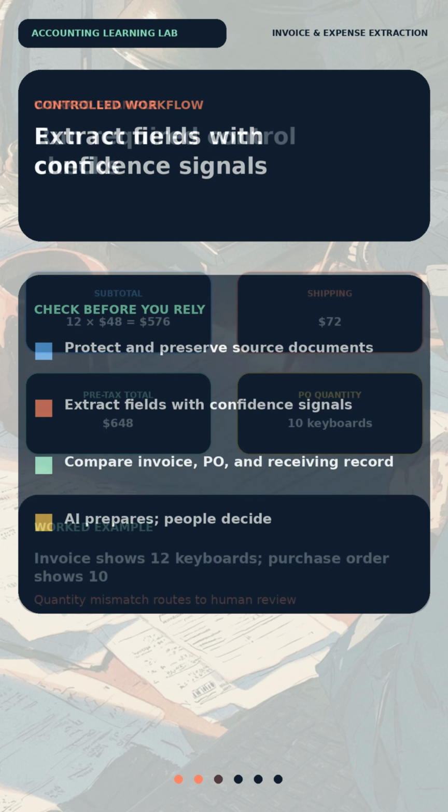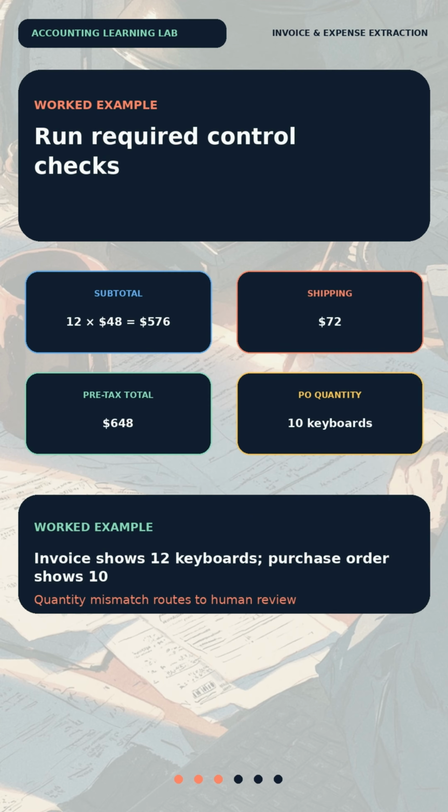They do not replace human validation. Consider a fictional invoice from Northstar Office Supply for 12 ergonomic keyboards at $48 each, plus $72 of shipping. The merchandise subtotal is 12 times $48, or $576. Adding shipping produces a pre-tax invoice total of $648. This example assumes no tax is included. The model also suggests office supplies expense.